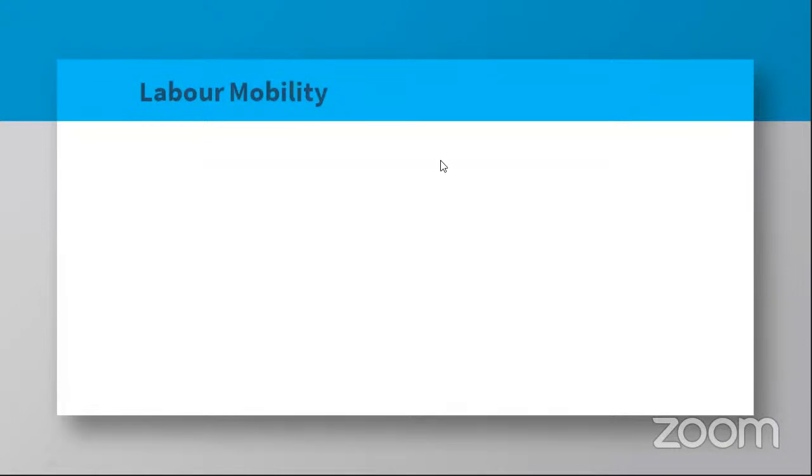Do you think labor is mobile? The same question I posed for the other two factors. Do you think labor is mobile? Okay, Yokoyas, is labor mobile? Unmute.